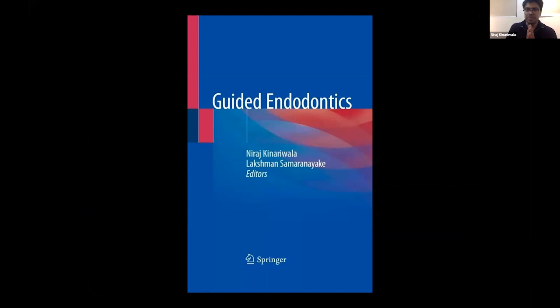Last year, we published this book with Springer Publishing House, where we have tried to incorporate digitalization, 3D printing, and dynamic navigation, not only for the non-surgical endodontic treatment, but also for the surgical part. But in the preface of this book, we mentioned that for successful endodontic therapy, the heart of the endodontic treatment lies in the disinfection of the root canal system.